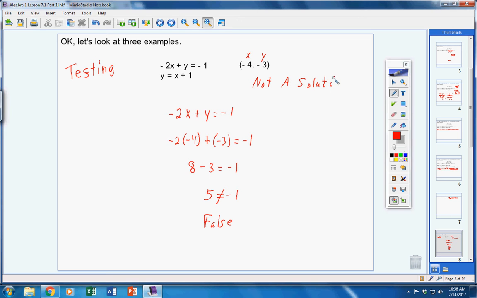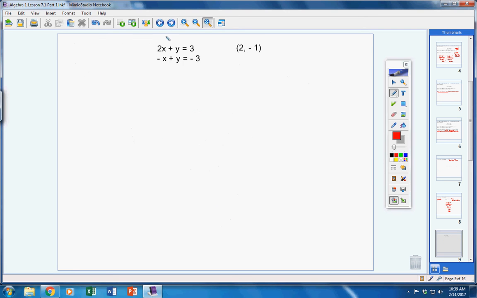It's that simple, guys. It's really easy math today. You're just substituting numbers in and testing the ordered pairs. That's all that you're doing. Okay, let's try another example. Please copy this down and let's continue on.